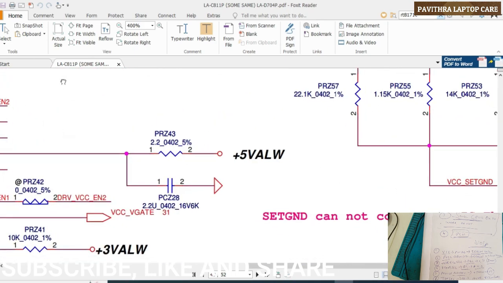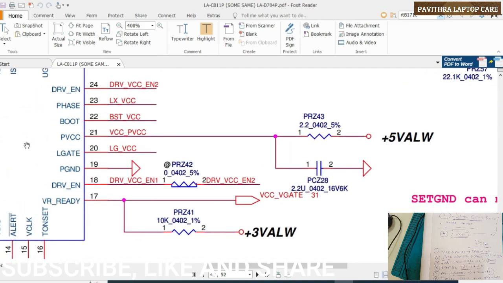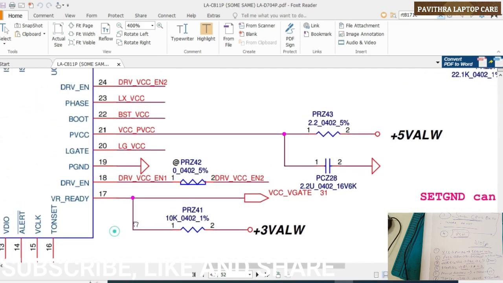So here, any other input? These 5 volts over, right? PVCC 17.